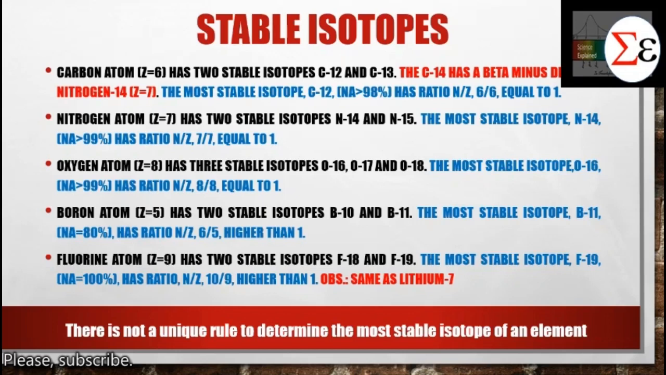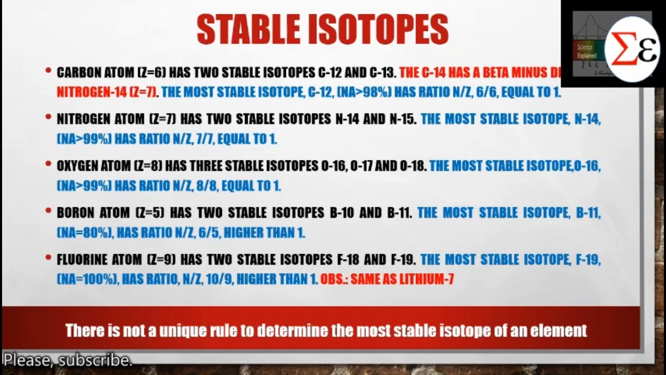But it's not the case for all the stable isotopes. For example, boron atom Z5 has two stable isotopes, B10 and B11, but the most stable isotope, B11, with natural abundance 80%, has the ratio N over Z 6 over 5, higher than a unit.